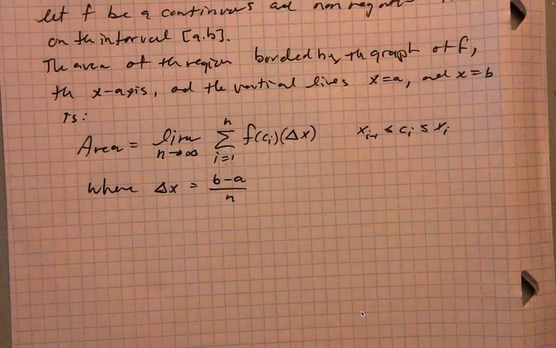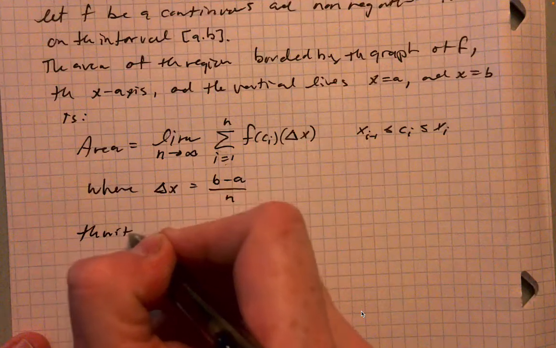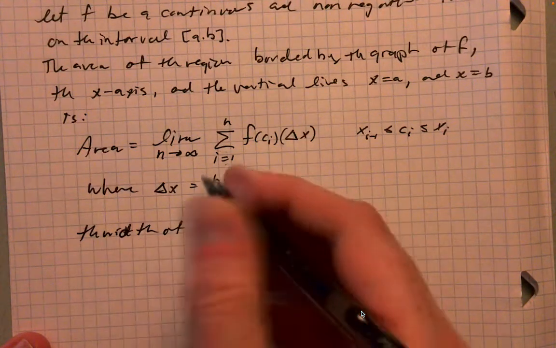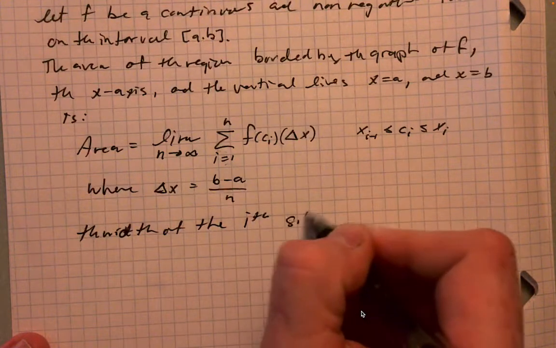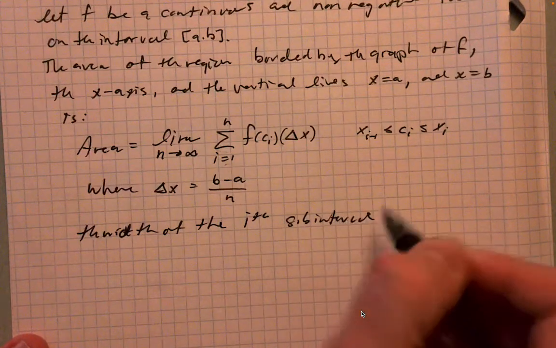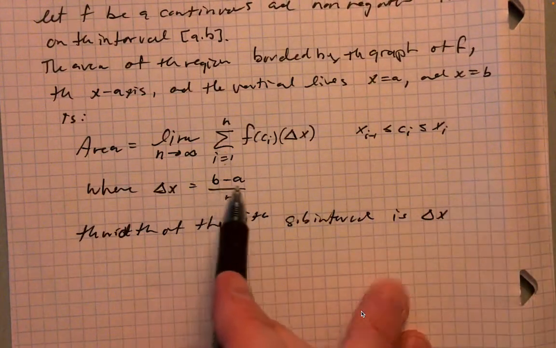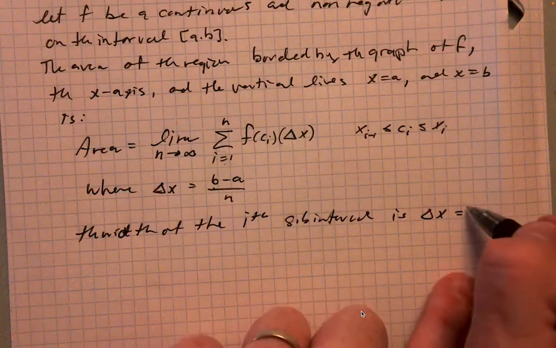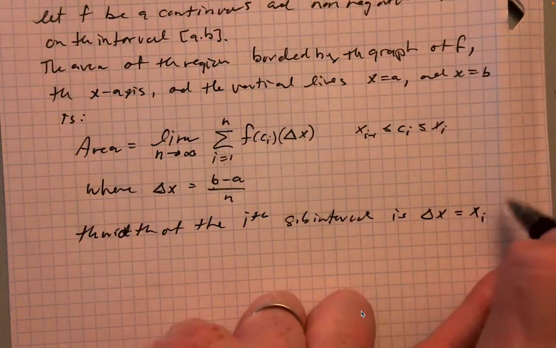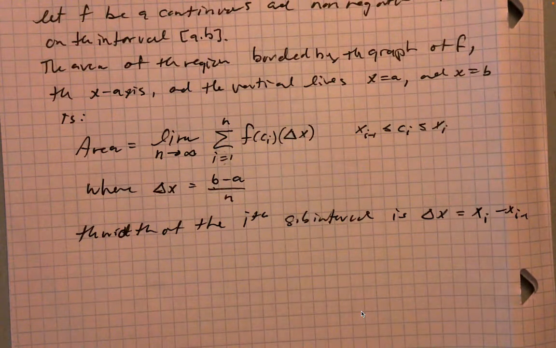The width of the subinterval, of course, the width of the ith subinterval is delta x. You can calculate it as b minus a over n, but technically speaking it should be equal to xi minus x i minus 1, so the two adjacent endpoints.